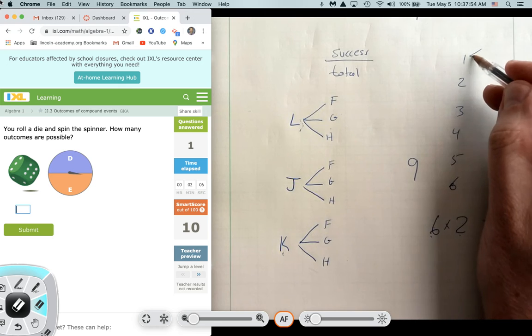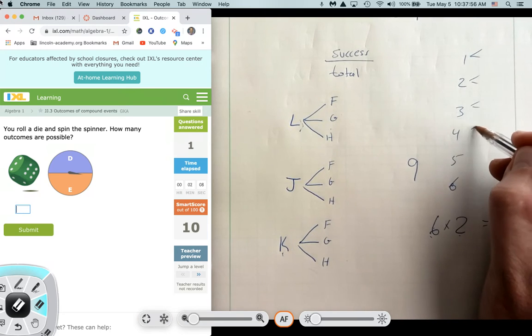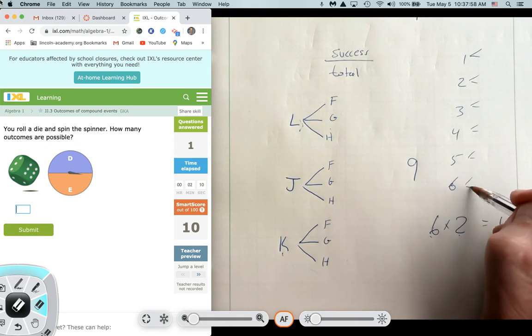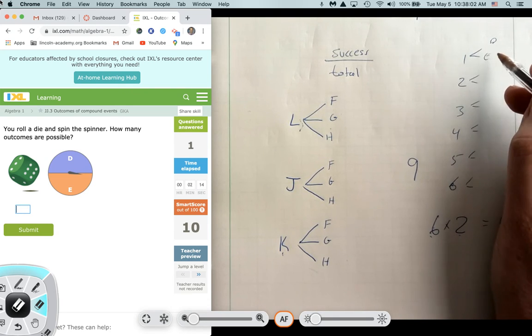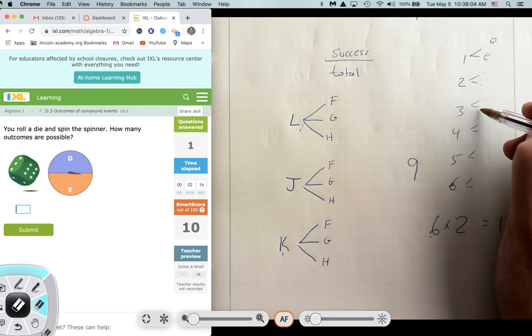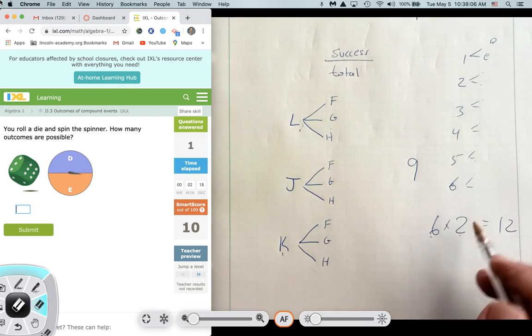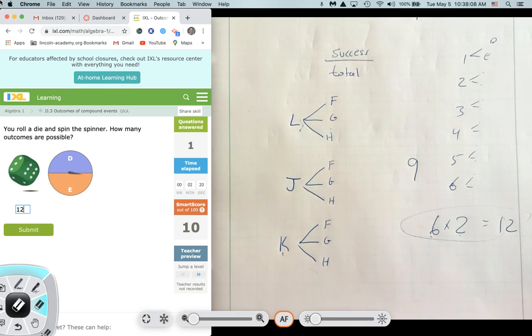And then do the tree diagram, right? Each one of those outcomes on the die can lead to one of 2 outcomes on the spinner, the D or the E. And again, 1, 2, 3, 4, 5, 6, 7, 8, 9, 10, 11, 12. It's 2 times 6. So we do 12.